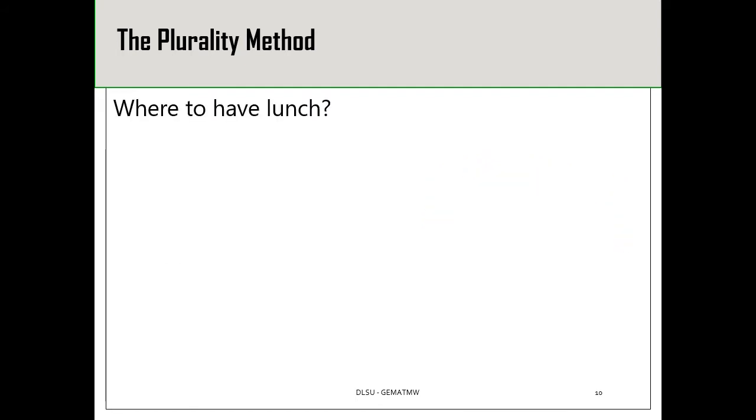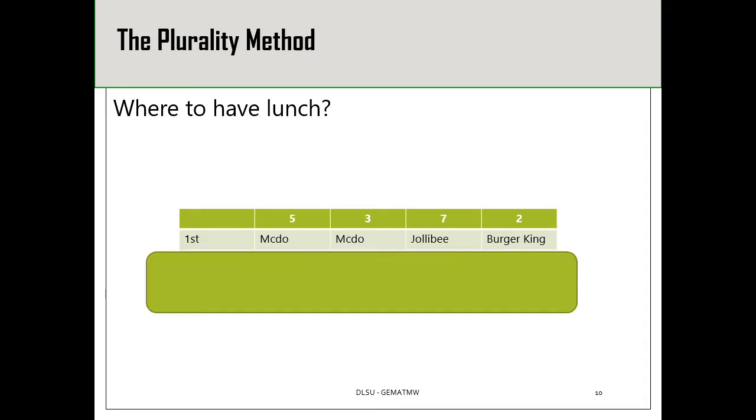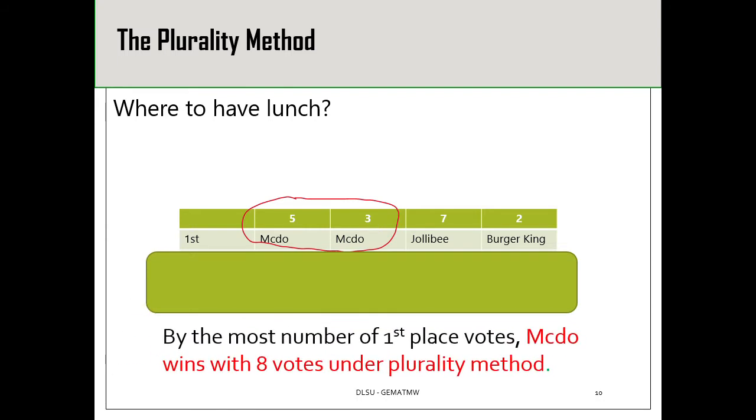As an example, suppose that a group is deciding where to have lunch, and this is the result of the preferential table. Since we are doing plurality method, we only consider the first place votes. Now, among the candidates, notice that it is McDonald's with the most number of first place votes. In this case, we declare McDonald's as the winner by plurality.